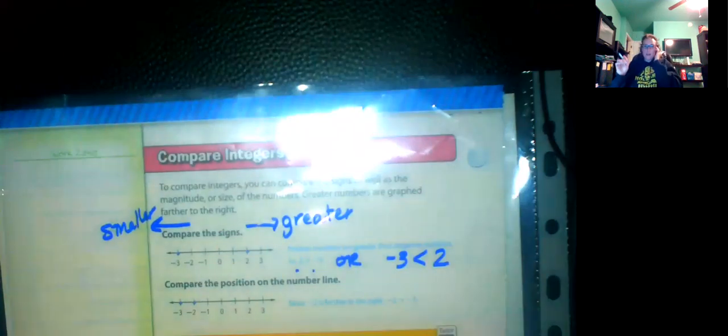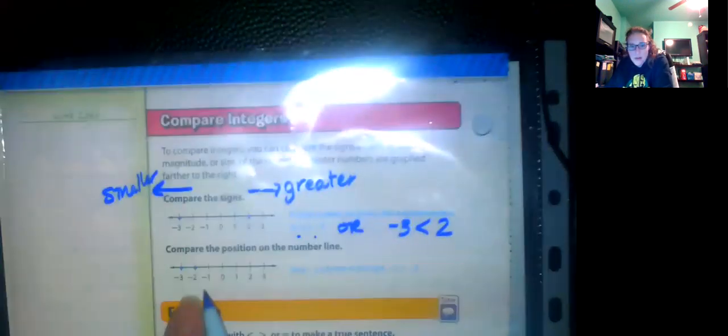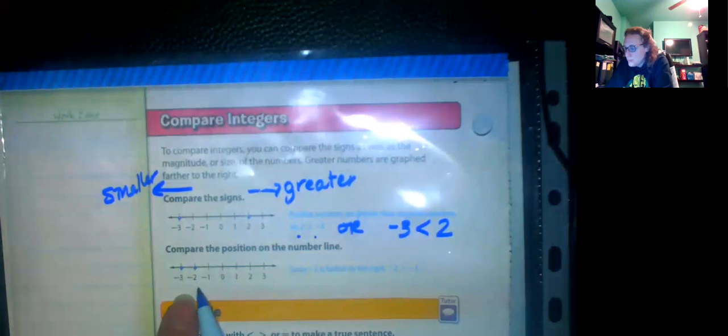So you can see that comparing negative 3 and 2, 2 is greater than -3, or -3 is less than 2. You can write it either way. If you compare these two, -3 and -2, -2 is closer that way, so it is greater. So -2 is greater than -3, or -3 is less than -2, okay?